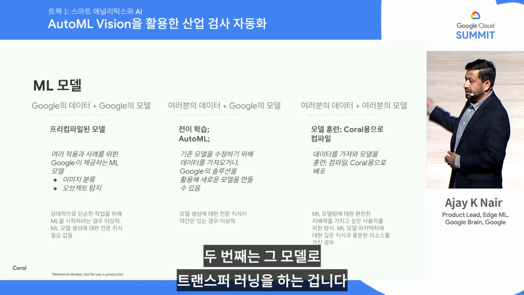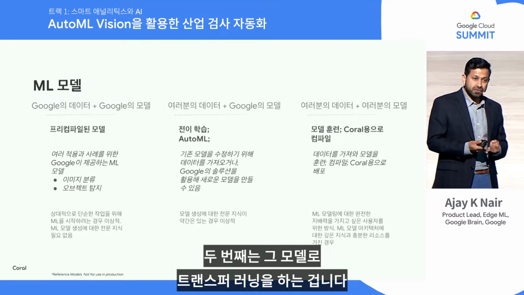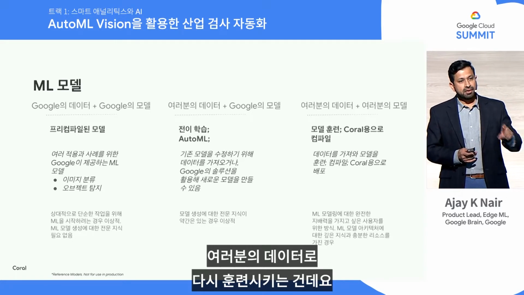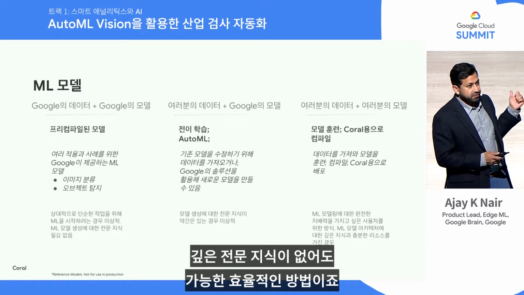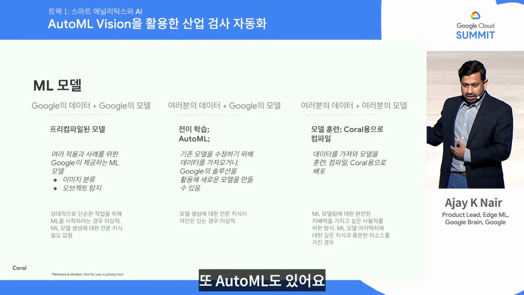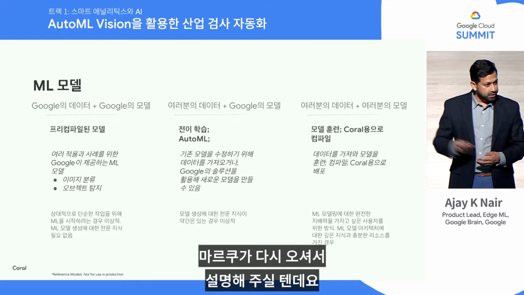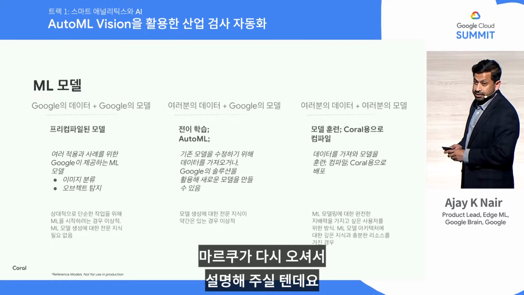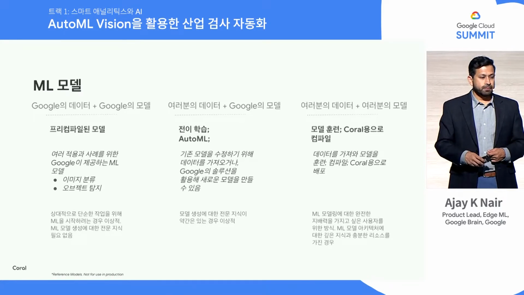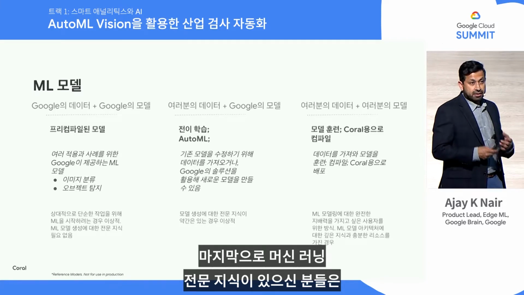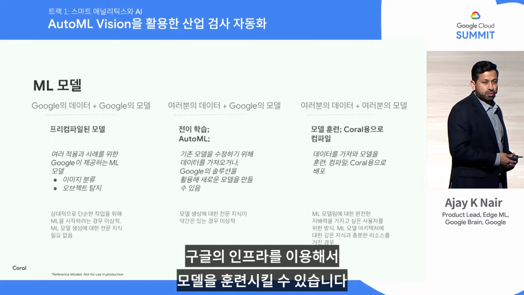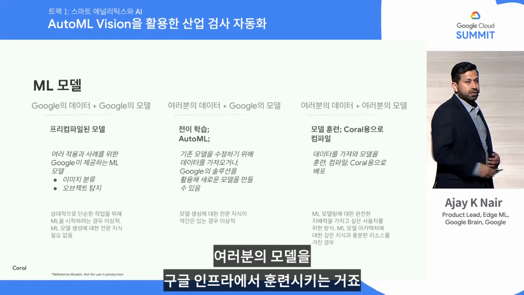The second aspect is you can use those models and do something called transfer learning. So transfer learning is where you just retrain the last layer of your machine learning model with your data set. And that is a very efficient way of learning machine learning without needing deep expertise. And we also have AutoML. Markku talked about it a lot. He will come back and show a demo based on an AutoML inferencing running on the edge TPU for a real use case. Finally, we have where if you have expertise in machine learning, you can just use Google infrastructure for training your models. So you bring your own models and train on Google infrastructure.